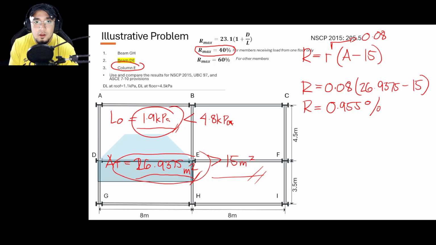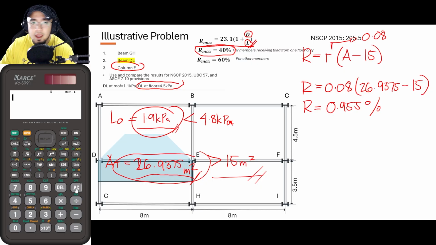But aside from that, we also have this formula here, which is 23.1 plus 1, times 1 plus D all over L. For this formula, D is the dead load pressure, and L is the live load pressure. As you can see here, the dead load at the floor is 4.5 kilopascal. So this was given earlier in the problem, so I would not write this solution any longer.